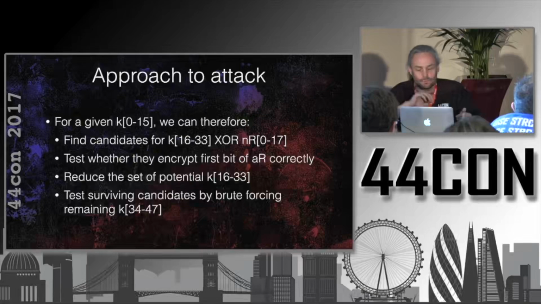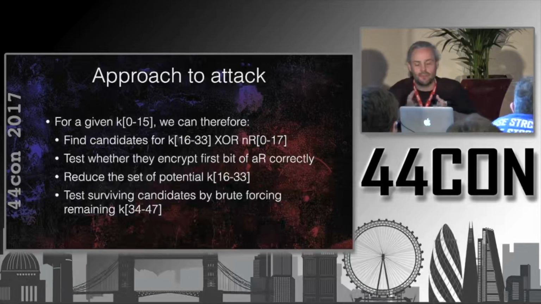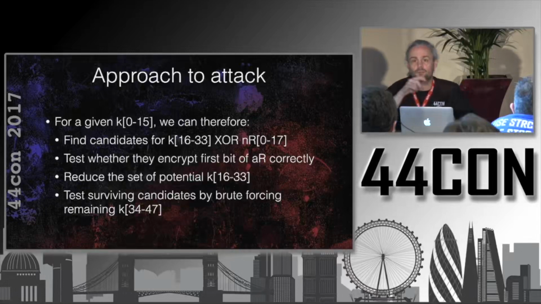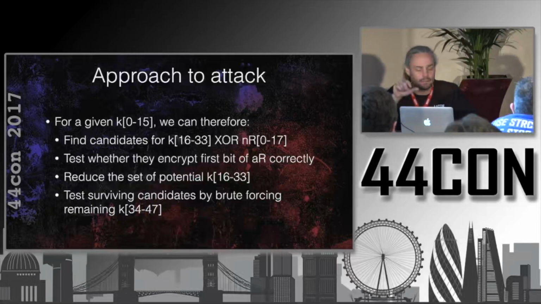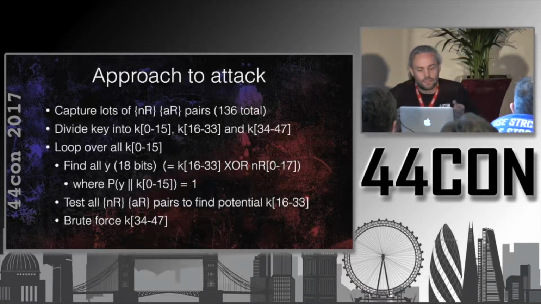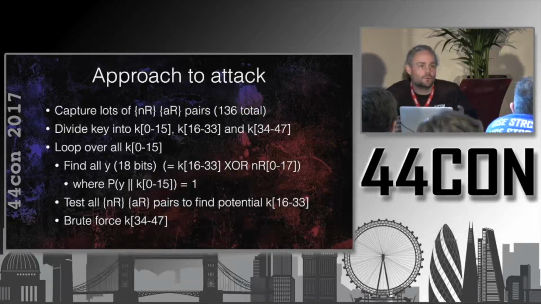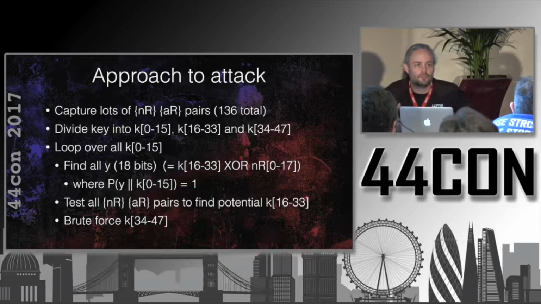So for given lower 16 bits of the key, we're going to find candidates and we're going to test whether they encrypt the first bit of the challenge response correctly, which will reduce the number of options we have for the middle bits of the key. And then for all the ones that survive, we'll brute force the last bit. So we need 136 pairs, which is 34 times 4. Because it happens 1 in 4 times and there's 34 bits that it tells us about.